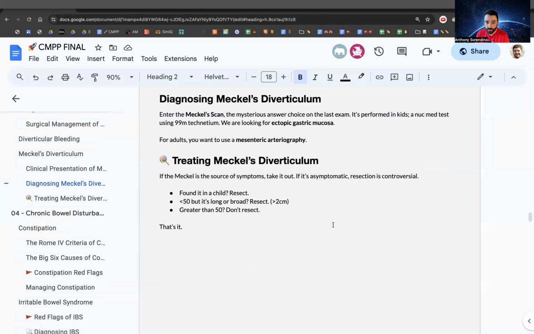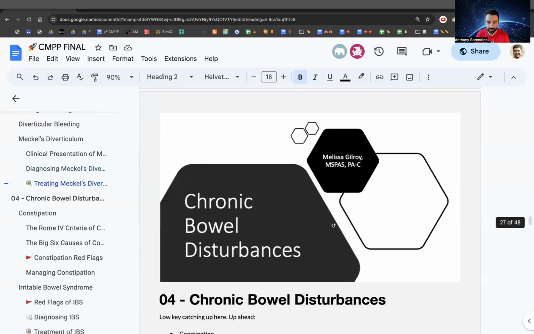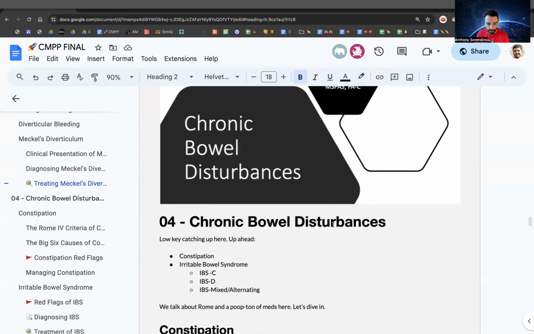So if the Meckel is a source of symptoms, we take it out. There's like these 3 different buckets. So if we found it in a child, we can take it out. If they're less than 50, but older than a child, and it's long or broad, like greater than 2 centimeters, we take it out. If they're old, we don't want to take it out. It's probably too risky.